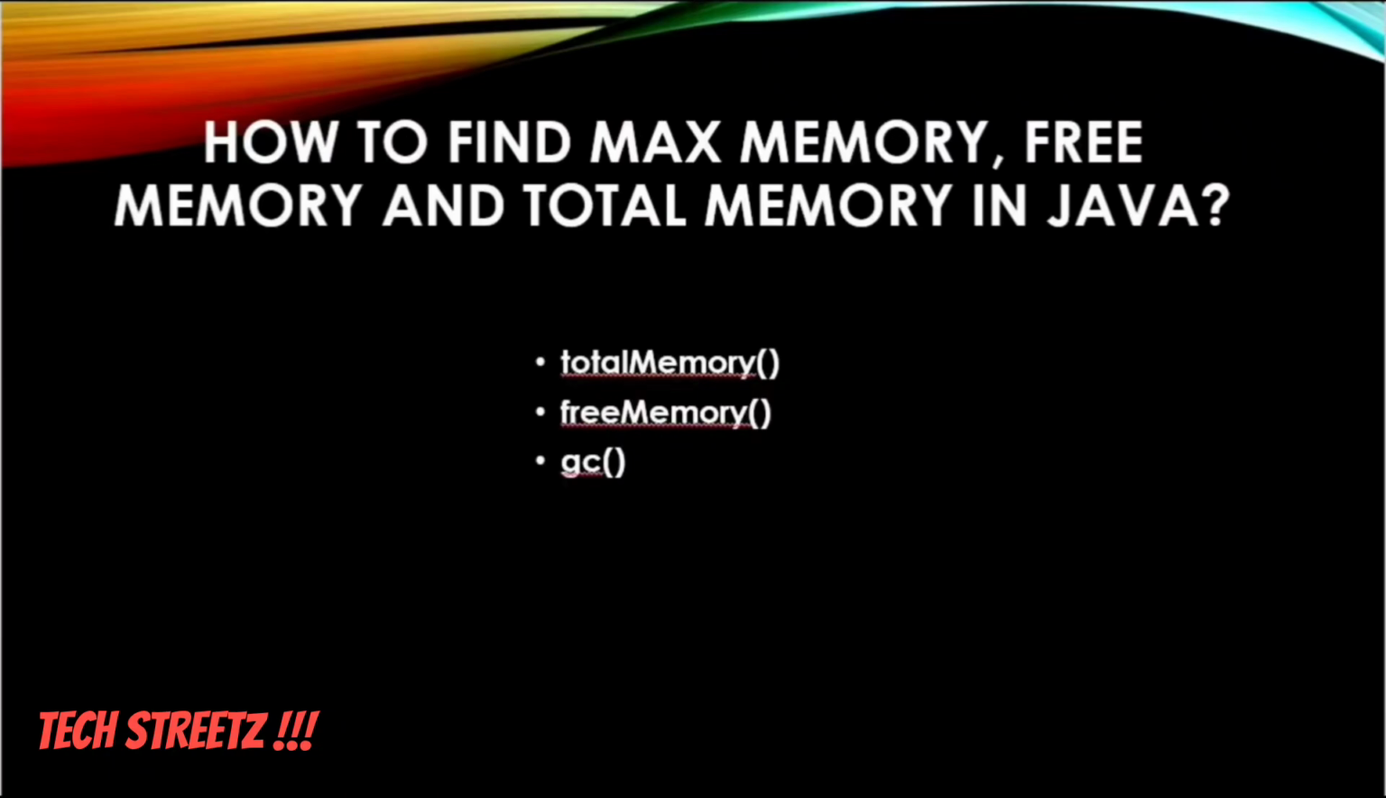As we know, Java's garbage collector runs periodically to recycle unused objects. We can call the garbage collector on demand by calling the gc method. A good practice is to try to call gc and then call freeMemory. Now let's understand the methods.